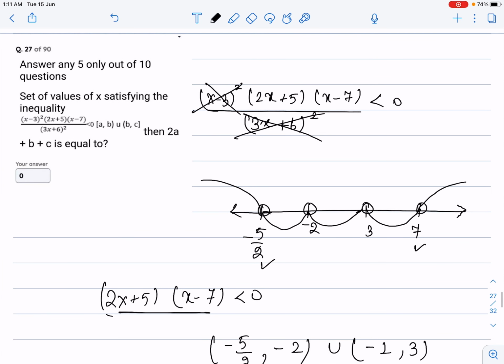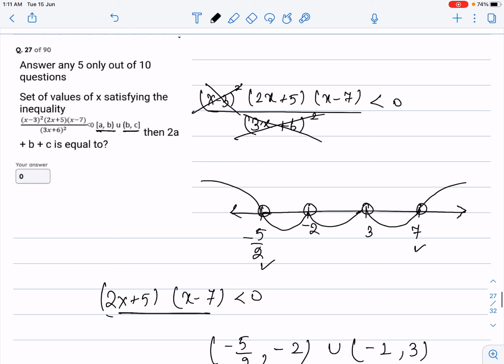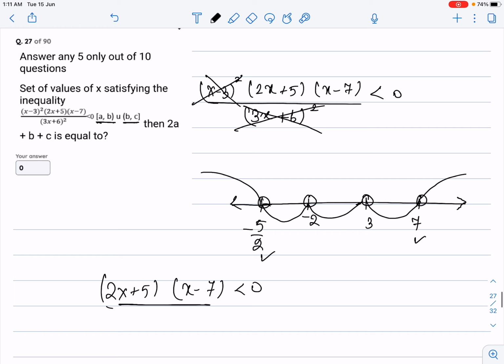The final answer is of the form A to B union B to C. Okay, so what else is given to you about ABC? 2A plus B plus C is asked to us. Okay, so I would write it in the form of A to B union B to C. Okay, because 3 intervals are not needed, only 2 intervals are needed. So A will definitely be minus 5 by 2, my dear students, because it is the starting point. Now the choice of B is my consideration. Okay, I could either choose B as 3 or I could choose B as minus 2.